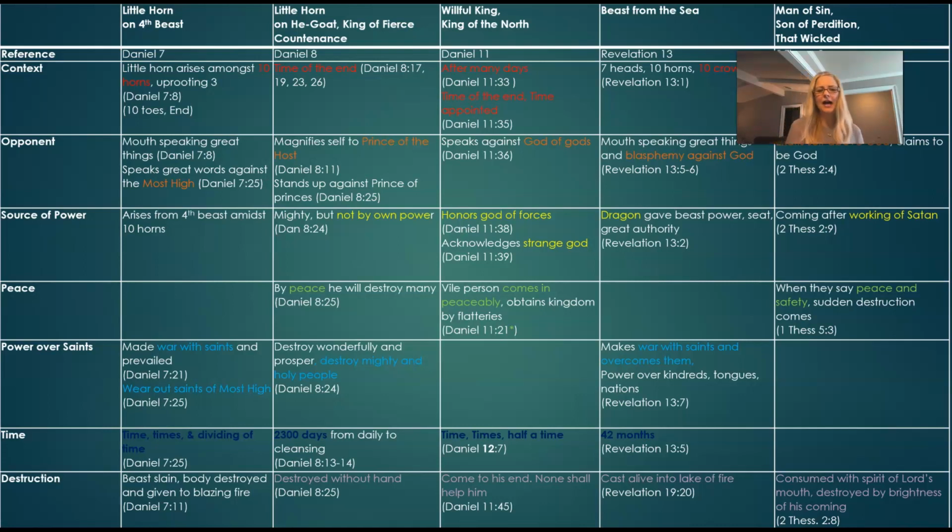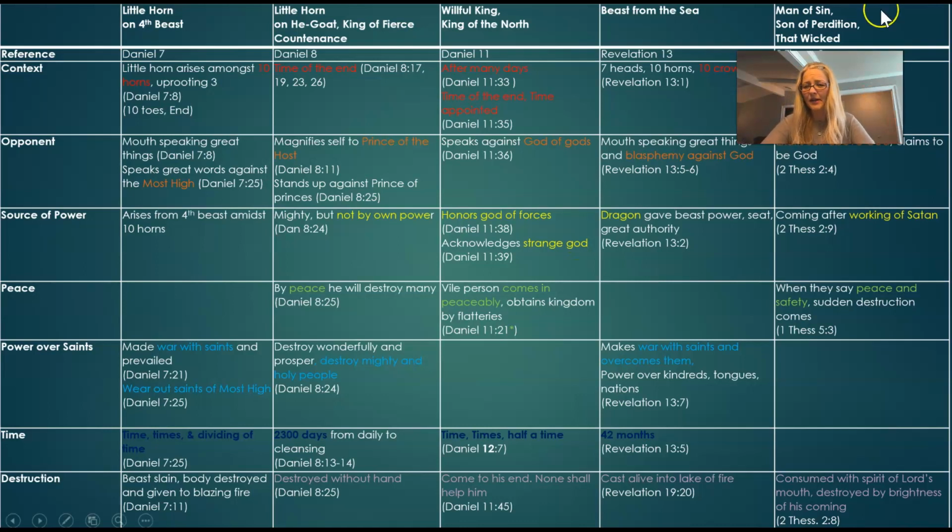Now, several of them have passages that refer to a time of peace. The little horn on the he-goat of Daniel 8, in Daniel 8:25, it says, "By peace he will destroy many." The willful king, or the king of the north, in Daniel 11:21, says, "This vile person comes in peaceably and obtains the kingdom by flatteries." Now, I have a little asterisk here because this is not in the fourth division. But as I planted a little doubt in your mind that the vile person only points to Antiochus Epiphanes due to the analysis of the abomination of desolation, it's very likely that he's also pointing to the Antichrist. And it says the vile person comes in peaceably.